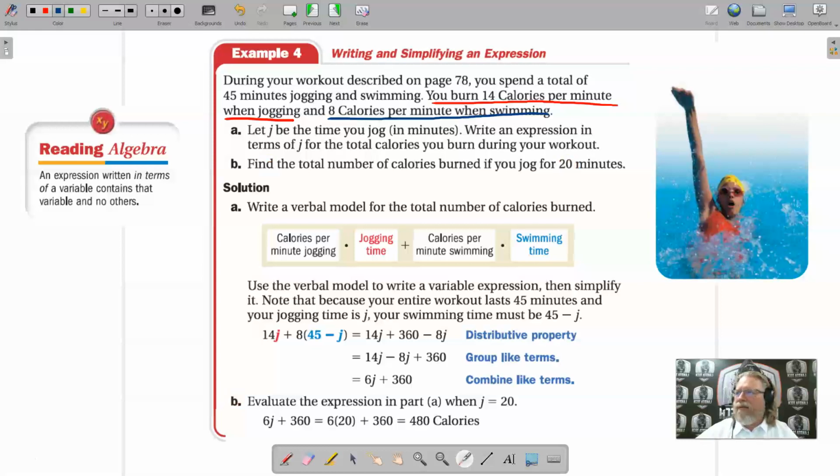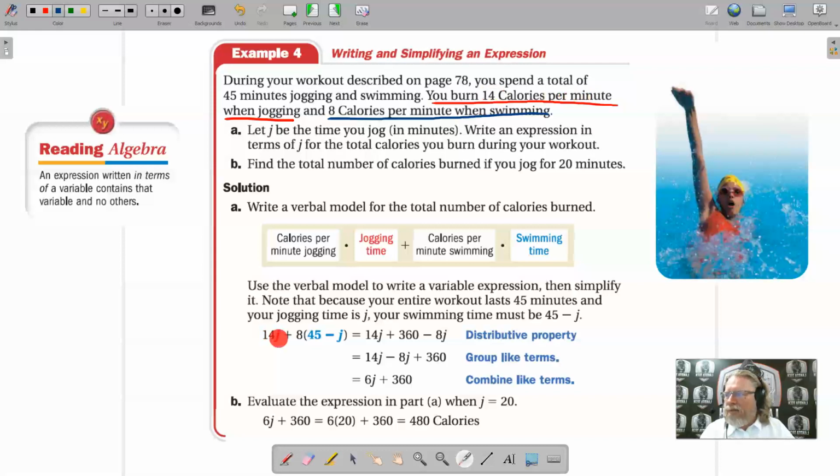Notice they just say you do it for 45 minutes, jogging and swimming, but they don't necessarily tell you how long you did one or the other. It's just a combination. So our solution is to first write a verbal model for the total number of calories burned. Well, we know that it's going to be the calories that you burn per minute and how long you jog. So it is 14 calories. Up here we see 14 calories per minute. So that's where the 14 comes from.